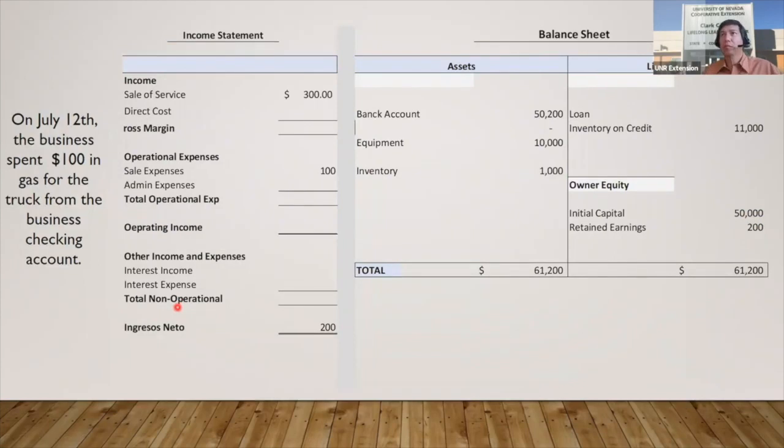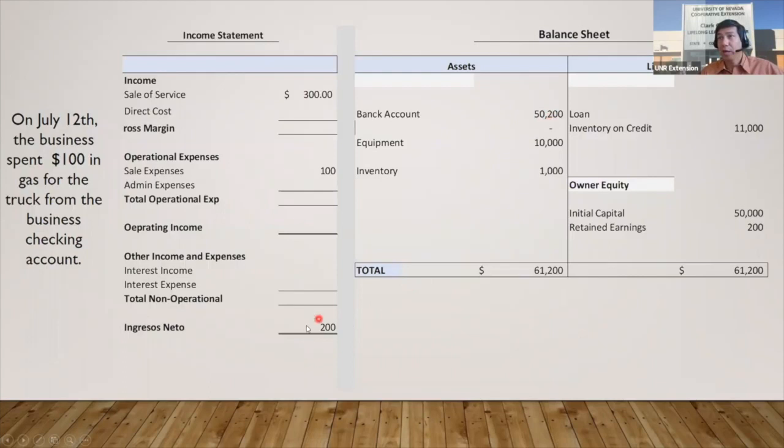Now, on July 12th, the business spent $100 in gas for the truck from the business checking account. So what happens? 300 was my income originally. It's the same income, nothing changed. It's not additional income, it's the same, because income is a process over a time period. $100, therefore my bank account goes down $100.